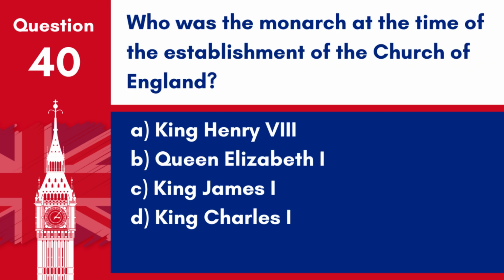Question 40. Who was the monarch at the time of the establishment of the Church of England? A. King Henry VIII. B. Queen Elizabeth I. C. King James I. D. King Charles I. Answer A. King Henry VIII. King Henry VIII was the monarch who established the Church of England.